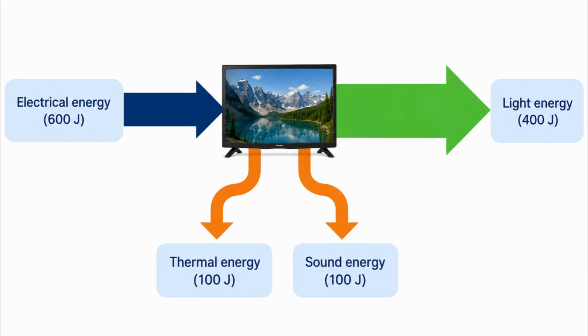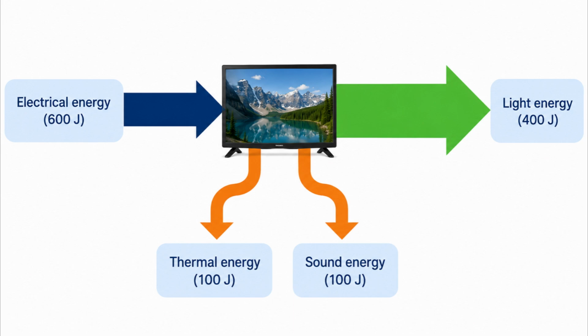This diagram shows how energy is transferred in a television. The television receives 600 J of electrical energy as the input energy. It then converts most of this energy into 400 J of light energy, which is the useful output energy because it allows us to see the pictures on the screen.